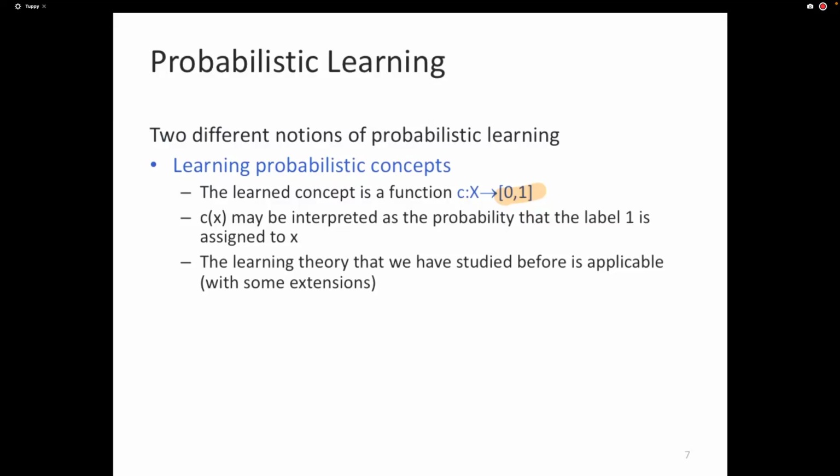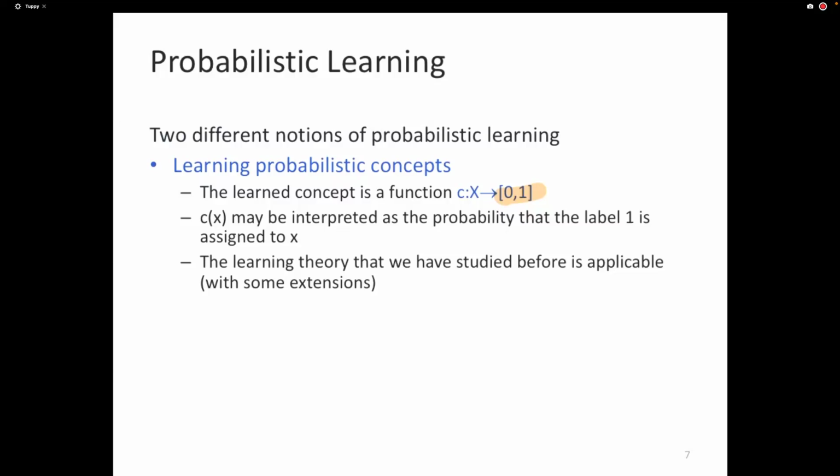And you can use that probability to do whatever you want. You can threshold it at half to come up with a label, for example. If the probability of rain is more than a half, then you're going to assume that the label for rain is 1. And it turns out that the kind of learning theory that we've encountered so far, the mathematical tools we've encountered so far, can actually be applied here with a little bit of extension.